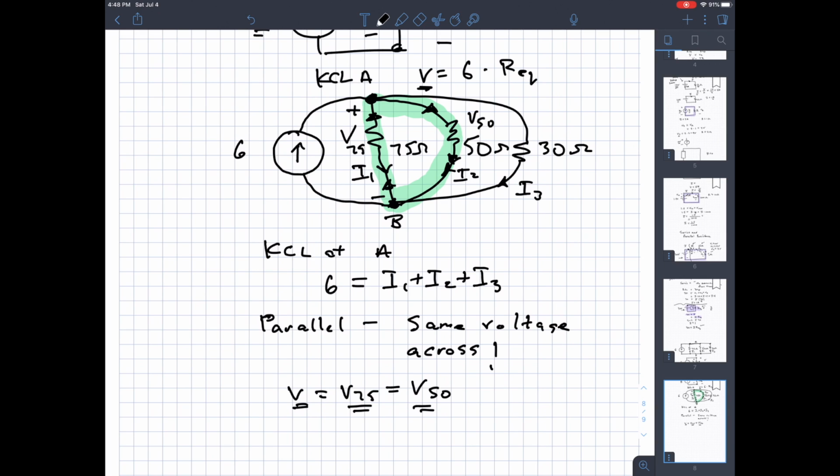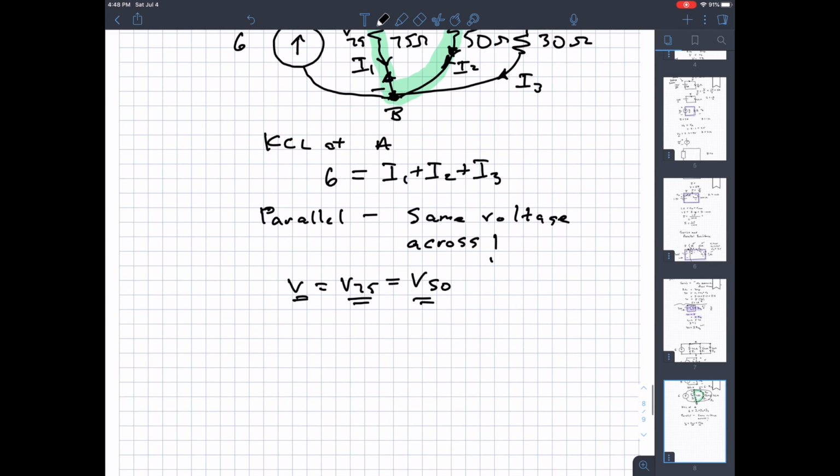That's harder to see when you're first looking at circuits. Okay, once I know the voltage, I'm going to call the voltage across each of the elements V. Once I know that voltage, I can calculate each of the currents because it's Ohm's law. So I1 is V divided by R1. R1 was 75 ohms.